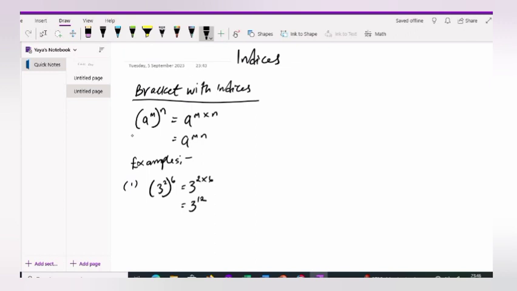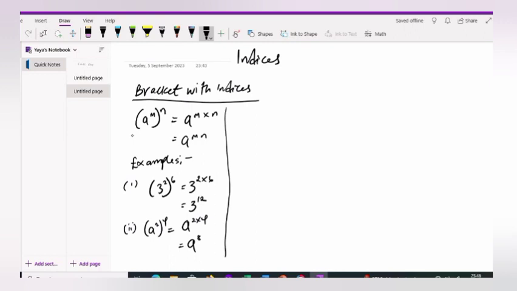Let us look at another one, number 2. Let's say we have a raised to power 2, and raised to power 4. Then that is a raised to power 2 times 4, and our final answer is a raised to power of 8. That is the solution to that question.